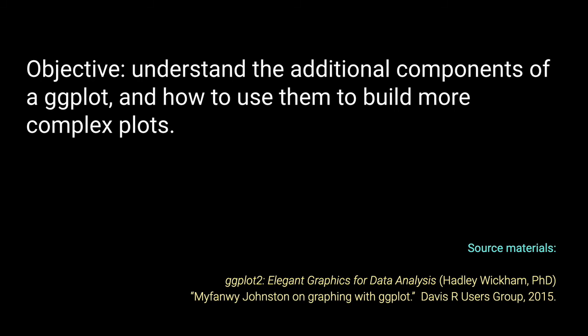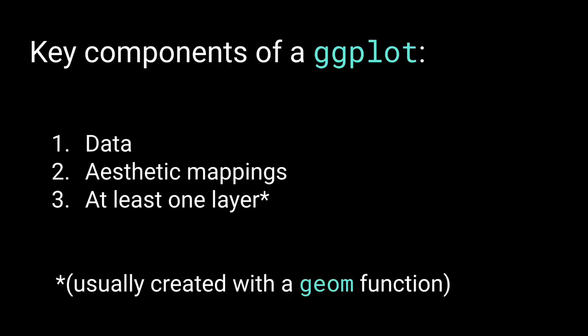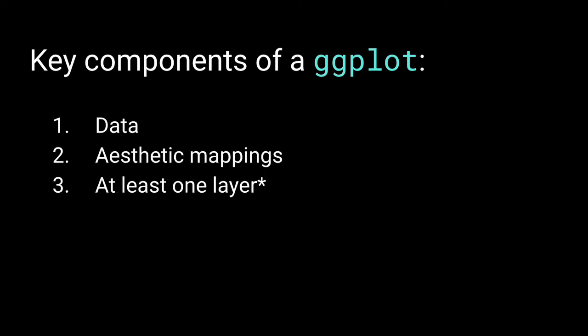Okay, so let's go through where we left off in the last video. We went through the 3 components of a ggplot object that you absolutely need in order to build a basic plot. These are the data, aesthetic mappings associated with that data, and then at least one layer. A layer is usually created with a geom function. So what we're going to do today is take a deeper dive into the layers specifically.